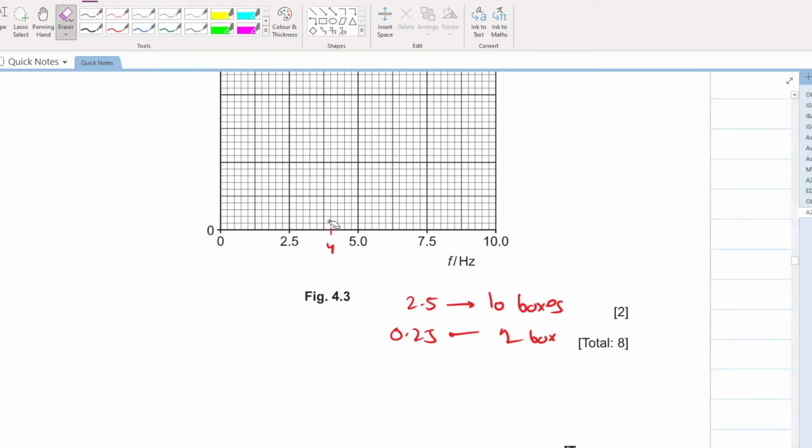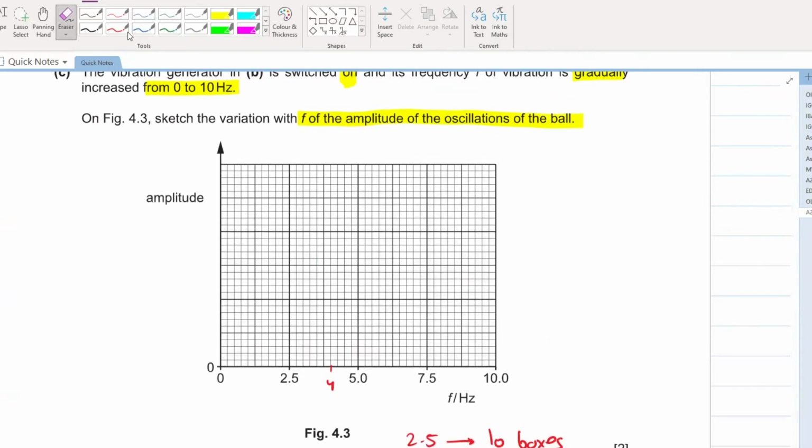At a frequency of 4 hertz, your amplitude will be maximum here. On either side, your amplitude will decrease like this. So this is your graph for amplitude versus frequency. Is everything in this question clear? Give me a yes or a no.